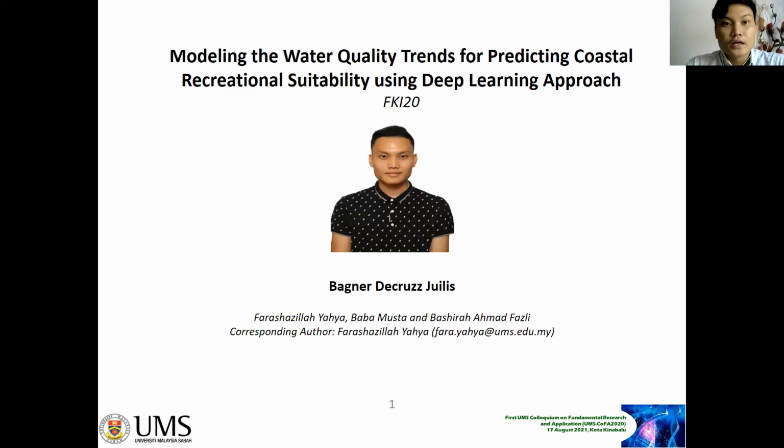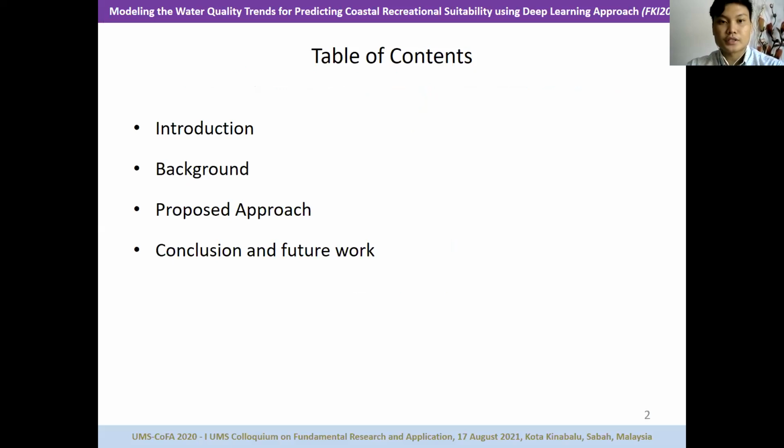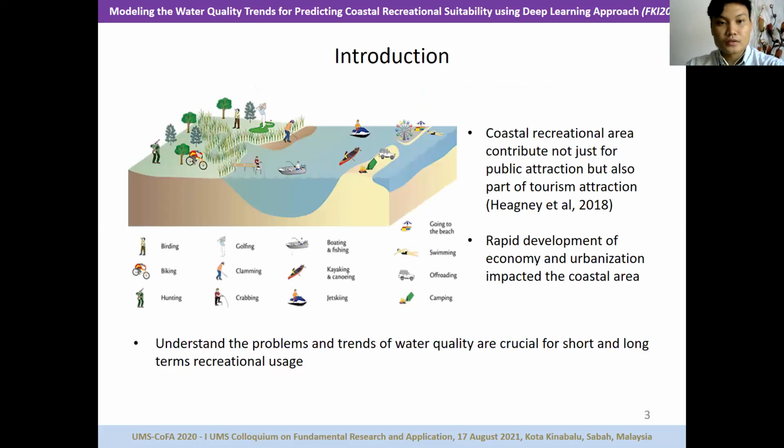The research title is The Modeling of the Water Quality Trends for Predicting Coastal Recreational Suitability Using Deep Learning Approach, paper ID FKI20. Today's presentation will cover the introduction, the background, the proposed approach, and also the conclusion and the future work for this research. So we start off with the introduction.